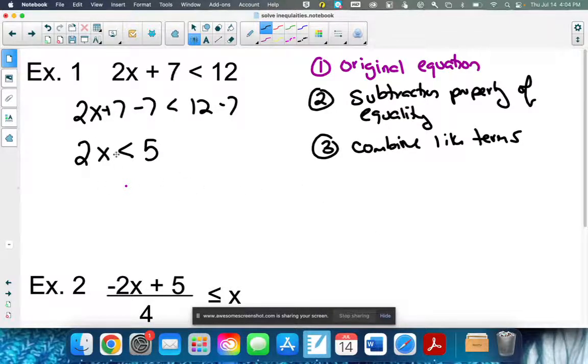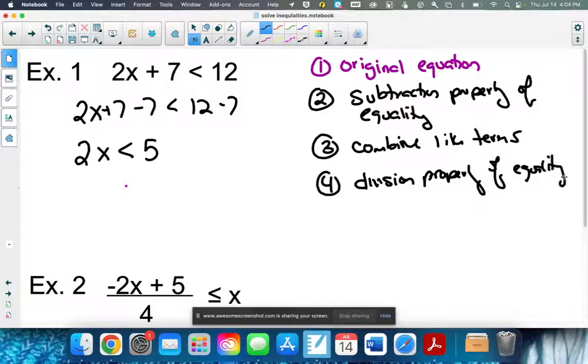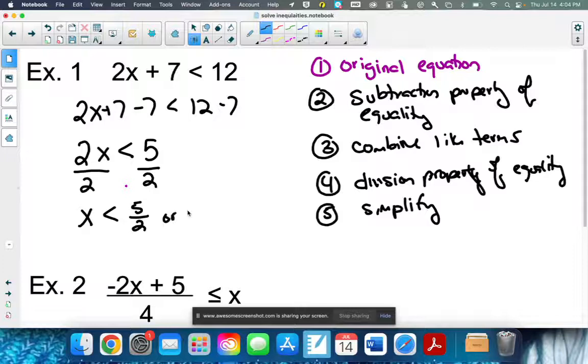So I still have to isolate the variable, get x by itself. 2 is multiplying the x, so I have to use the division property. And if I am multiplying or dividing, I am going to have to simplify every time. So I'm going to show that I am dividing by 2 on both sides. And I'm going to have either 5 over 2 or 2.5. Either answer will be fine, but no mixed numbers.